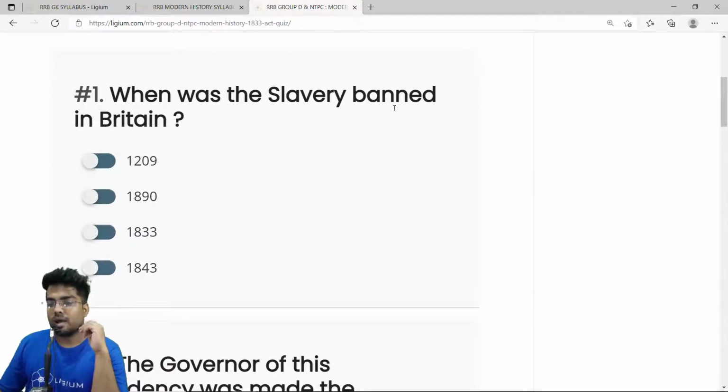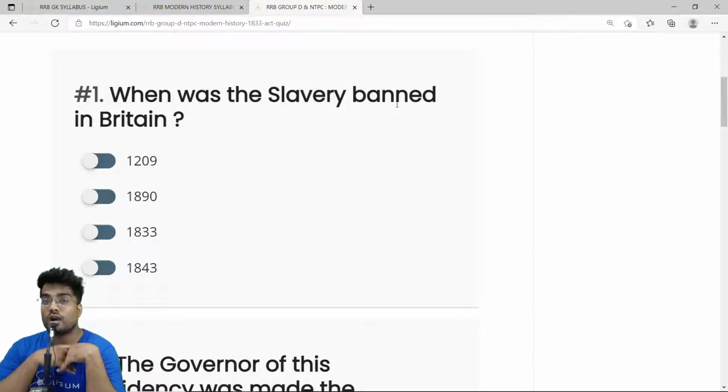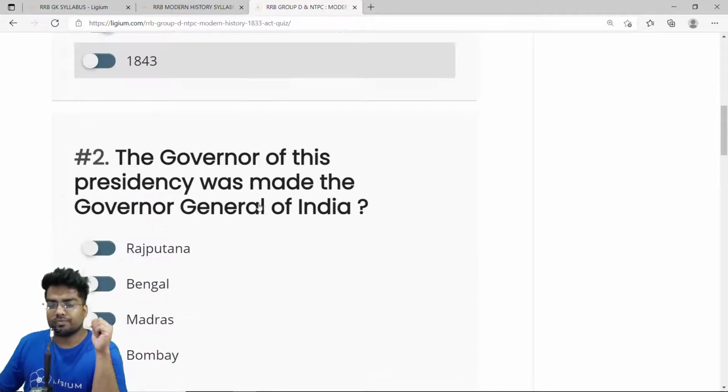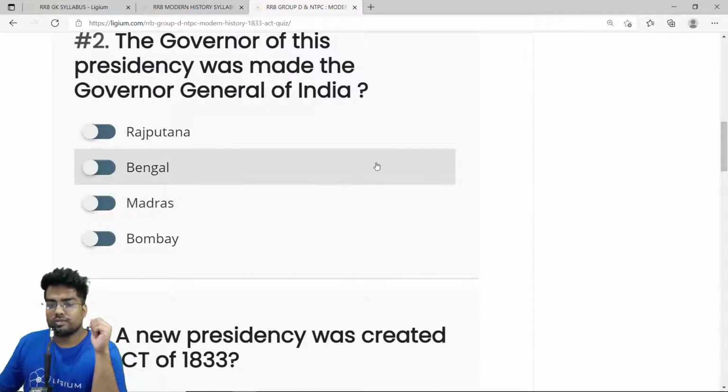We have the first question. When was slavery banned in Britain? The abolition of slavery was due to the efforts of William Wilberforce. Slavery was eventually banned in 1833. The correct answer is 1833, option C.